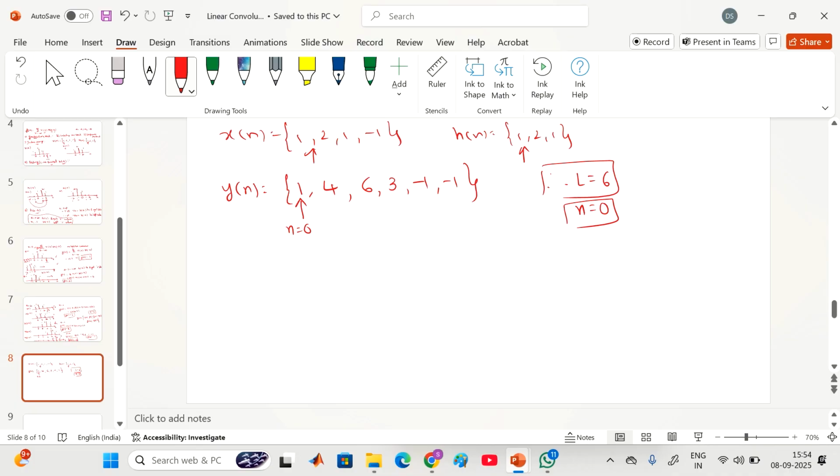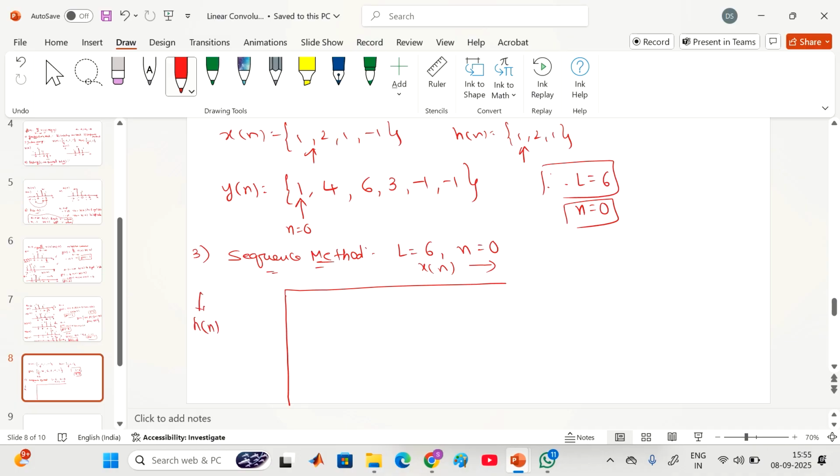Now this is how you have to calculate in terms of graphical representation. Now we will check the same using the sequence method. So in the sequence method, the first pre-processing steps, that is the L value and starting index, are common. So the starting index is n1 plus n2 and the L value is n1 plus n2 minus 1. Now you have to write in sequence. So this is our sequence. Write in horizontal format as x of n and vertical format as h of n.